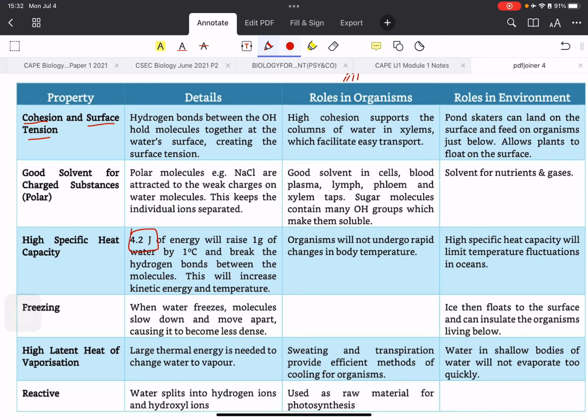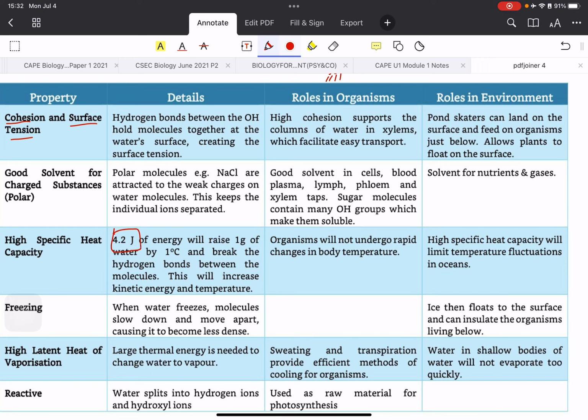Now, 4.2 joules is a lot of energy, right? So what this means is that the temperature of water is not going to increase by a lot if there's a little bit of energy. You need a lot of energy to do that, right? So remember, organisms are made up of mostly water, which means that the water helps us keep a constant temperature. Remember, we can't function at 1 to 2 to 3 degrees Celsius higher or lower than our optimum temperature, right? So that's why the water protects all organisms from rapid temperature changes.